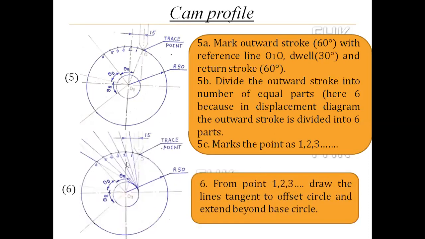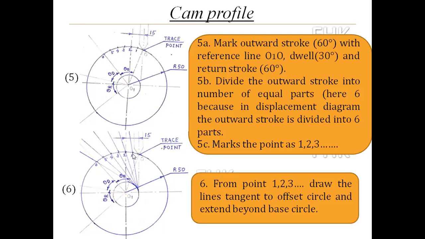Now mark the points 1, 2, 3, 4, 5, 6 as shown in this diagram. Now the next step is, from points 1, 2, 3, 4, 5, 6, draw straight lines which are tangent to the offset circle. In an inline follower, we draw the straight line from O1, which is the center of cam rotation. But the difference in the offset follower is that you divide the outward stroke O1 6 into 6 equal parts and mark the points 1, 2, 3, 4, 5, 6. Don't draw lines from O1 to 1, 2, 3, 4, 5, 6, not like this. Just mark the points by dividing the angle O1 6.